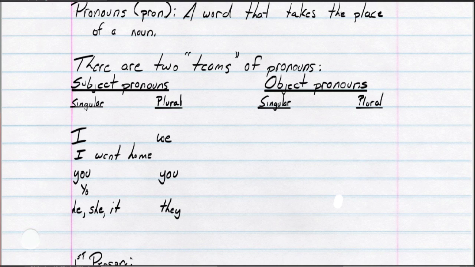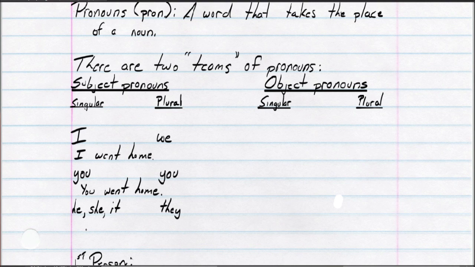Down here, I could say, you went home. The reason that you works for both singular and plural is that when I say the sentence, you went home, it's impossible to know whether or not I'm talking about one person or a group of people. You went home.